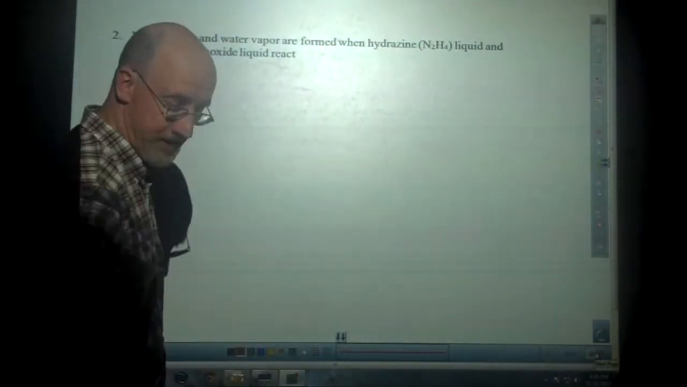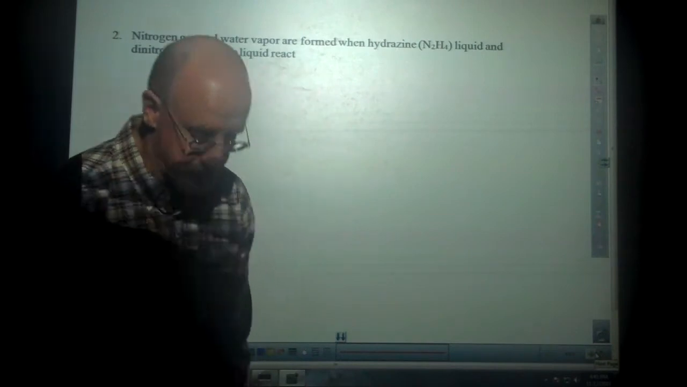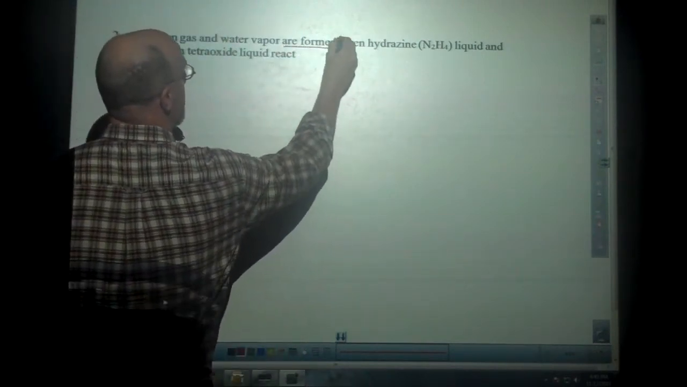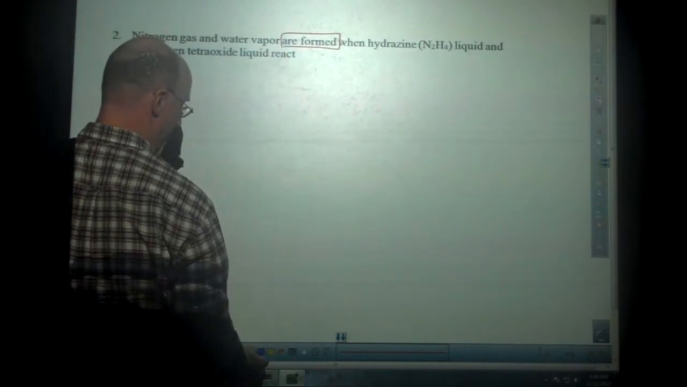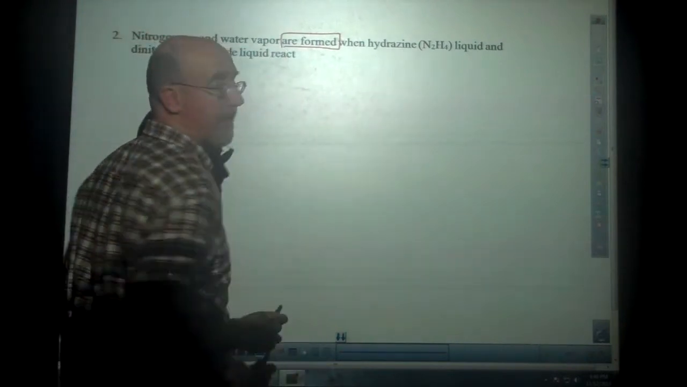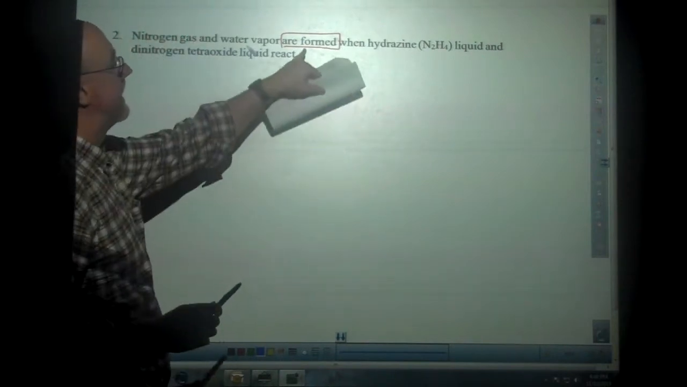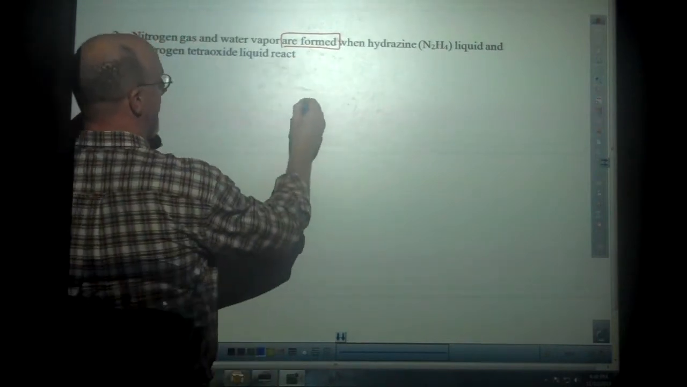All right. So here's the second one on the notes. Nitrogen gas and water vapor are formed, key statement there, when hydrogen, this is rocket fuel, liquid, and dinitrogen tetroxide liquid react. Since these are formed, they're going to be on the right side.